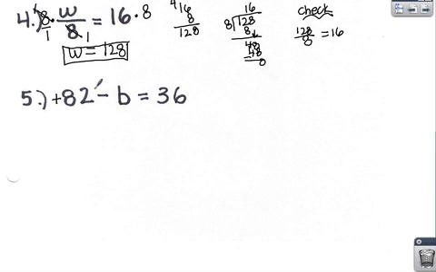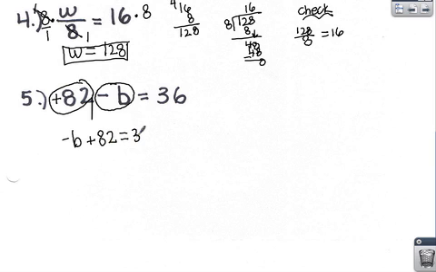If it helps, you can rearrange these terms. So circle the terms, and then switch the order. Negative b plus 82 equals 36. That might help you to visualize more that positive 82, the inverse would be to subtract 82 from both sides. Positive 82 and negative 82 cancel out. We're left with negative b equals.